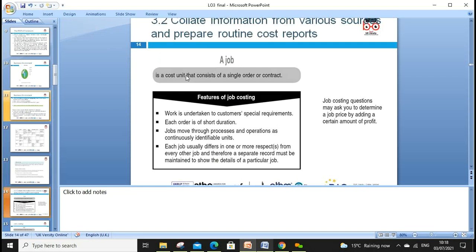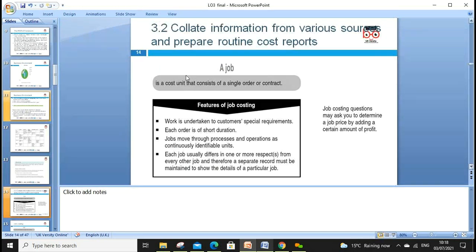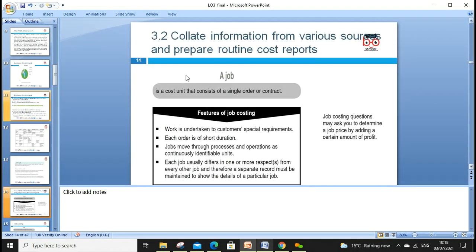Next, we have 3.2, where we can collect different information from different sources and produce the cost report. Different sources of information: internal management accounts, internal reports.